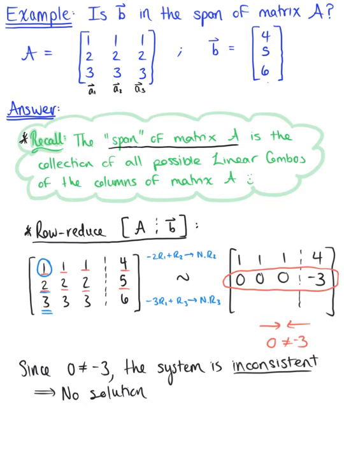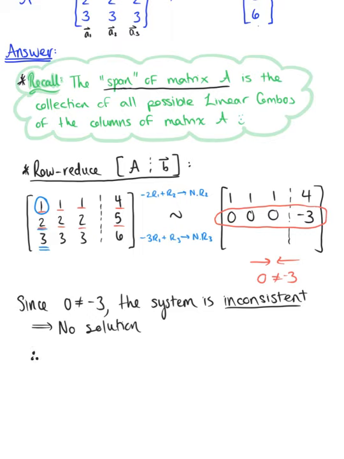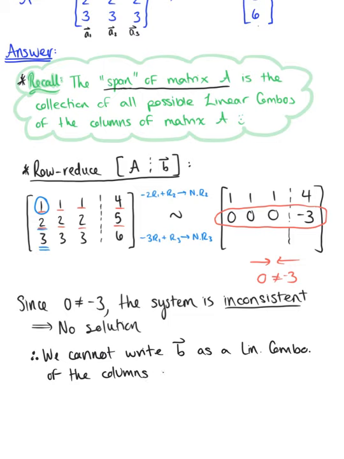And if no solution exists, can vector B ever be a linear combination of the columns of matrix A? No. So we can make our final conclusion here and say, therefore, since the system is inconsistent, we cannot write vector B as a linear combination, or linear combo, of the columns of matrix A, and thus vector B is not in the span of A.